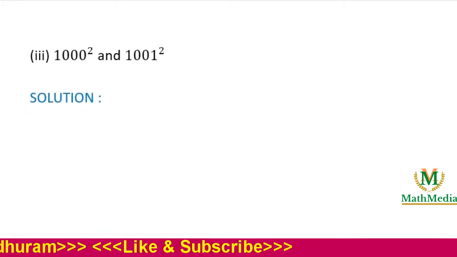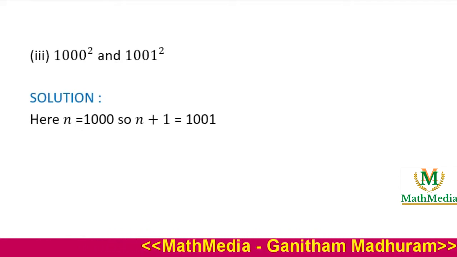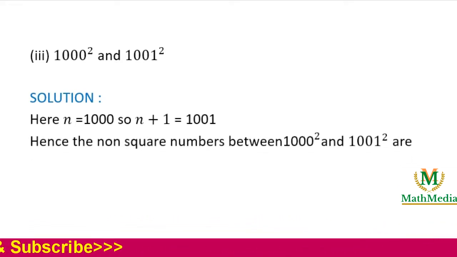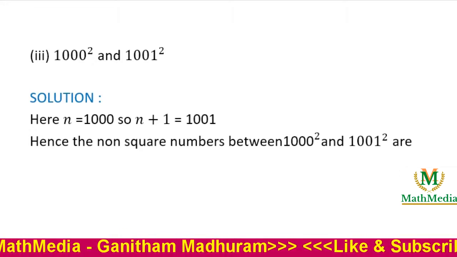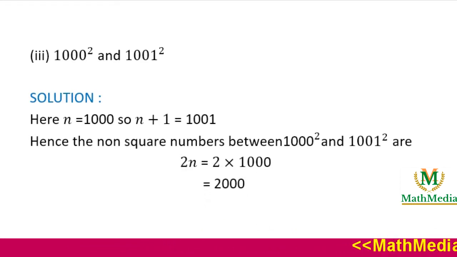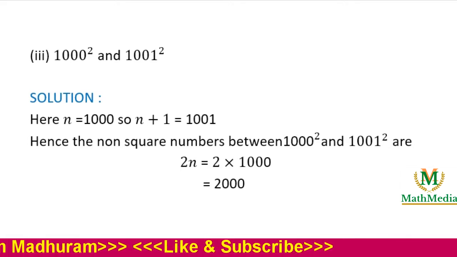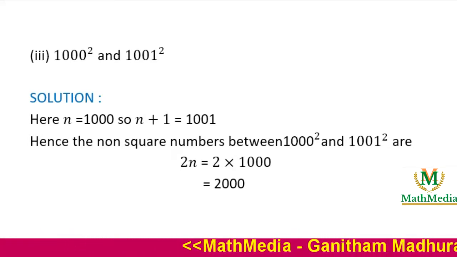Next, between 1000 square and 1001 square. As we know, our n is 1000 and n plus 1 will become 1001. Hence the non-square numbers between 1000 square and 1001 square will be 2n, that is 2 into 1000 equal to 2000. So there are 2000 non-square numbers between 1000 square and 1001 square.